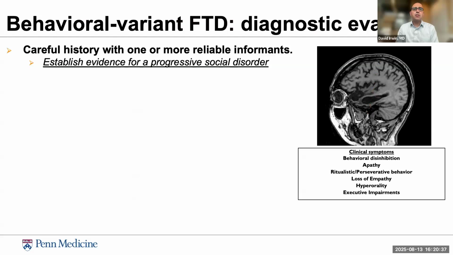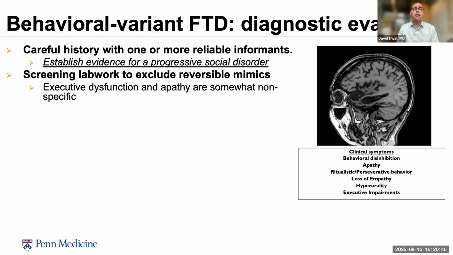So again, to establish the diagnosis, we need a reliable informant in establishing evidence of a progressive social disorder that's a departure from someone's baseline personality. An important part of the workup is screening lab work to help exclude reversible mimics of neurodegenerative disease. In particular, executive dysfunction and apathy are somewhat nonspecific in isolation. So outside of the other clinical features, these type of cognitive impairment and/or behavior can be seen in psychiatric disease and in metabolic syndrome. So looking for common etiologies like hypothyroidism, vitamin B12 deficiency, for example, are important.